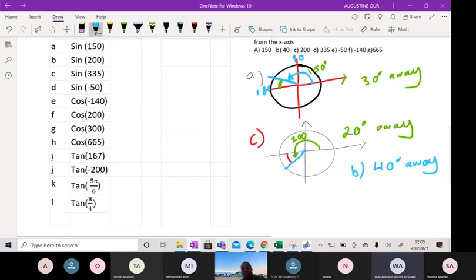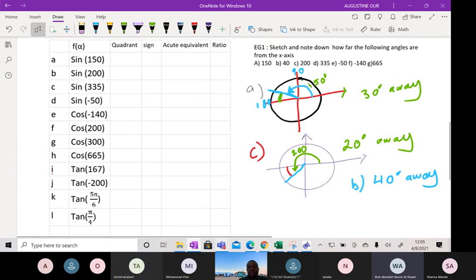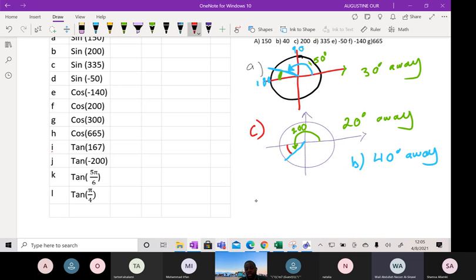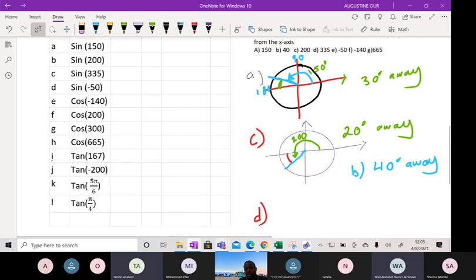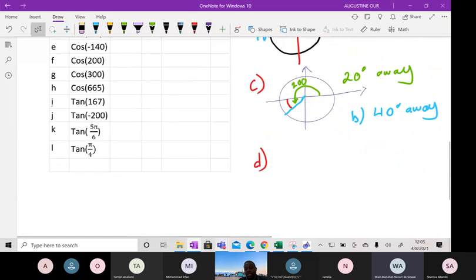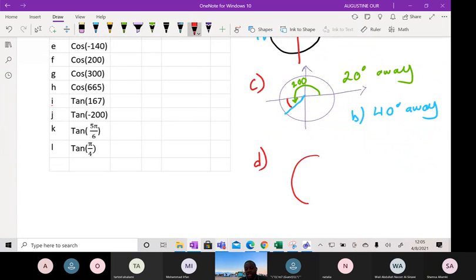D is 335. In the fourth. In the fourth, but how far away? It will be 35. No, 25. Well, I don't know, but let me sketch. It is always good to sketch, okay? So this is 335. It is in the fourth, of course.